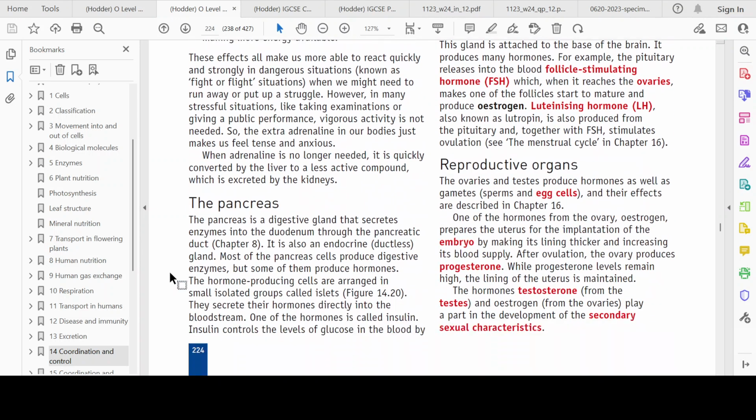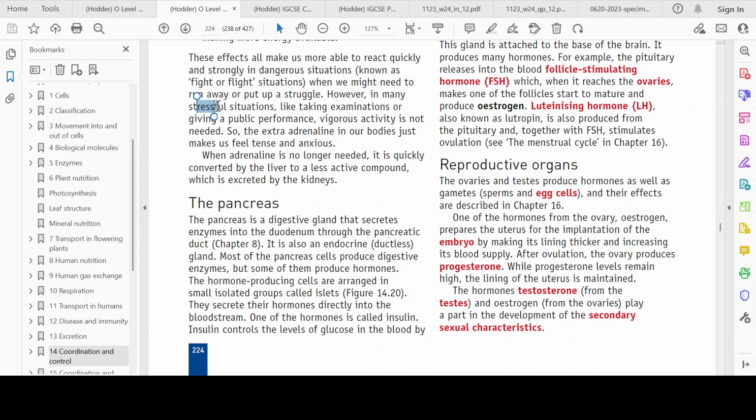These effects all make us more able to react quickly and strongly in dangerous situations, and therefore those are known as fight or flight. So either you face the situation or you try to protect yourself and you run away, or you just try to protect yourself, even if you can't actually run away. So when we might need to run away or put up with a struggle.